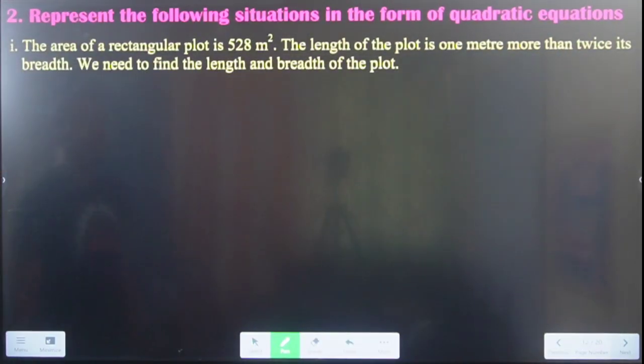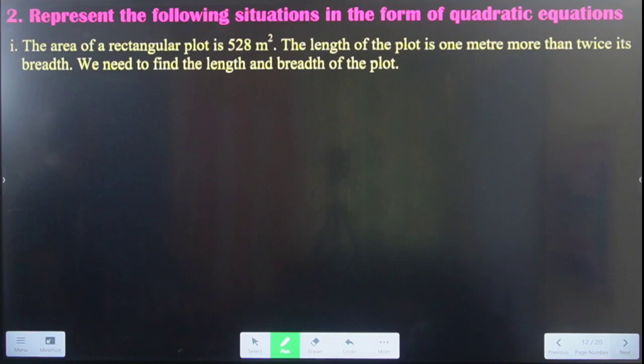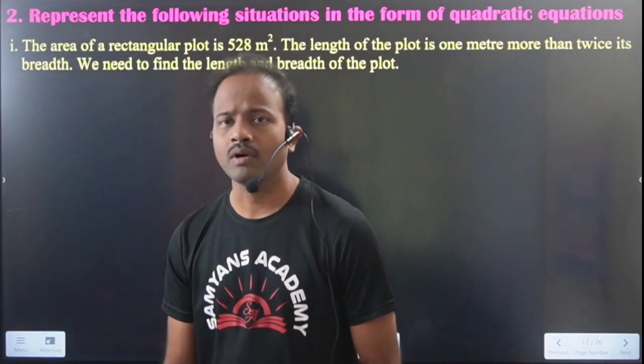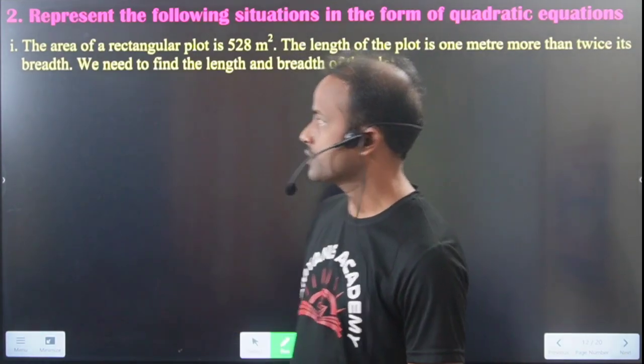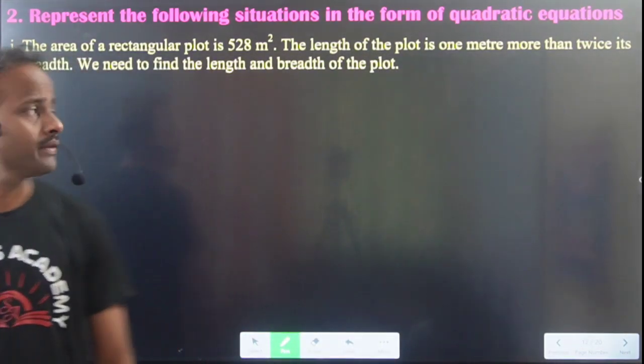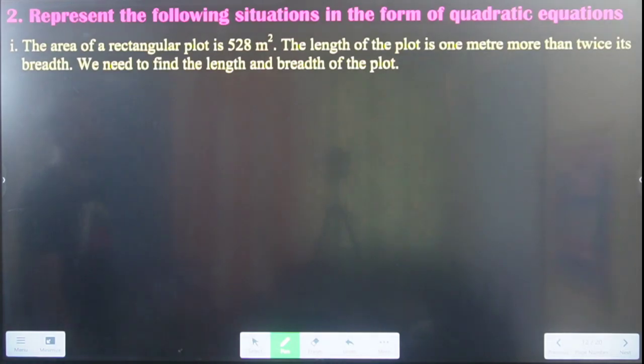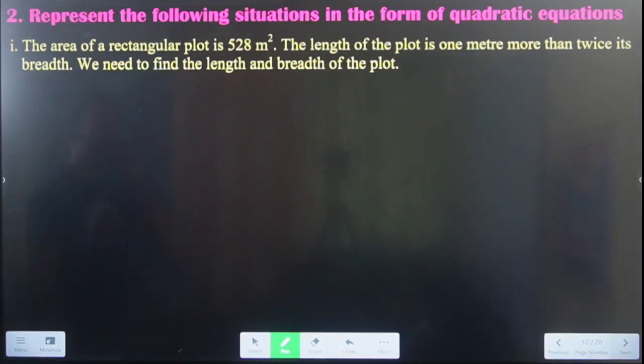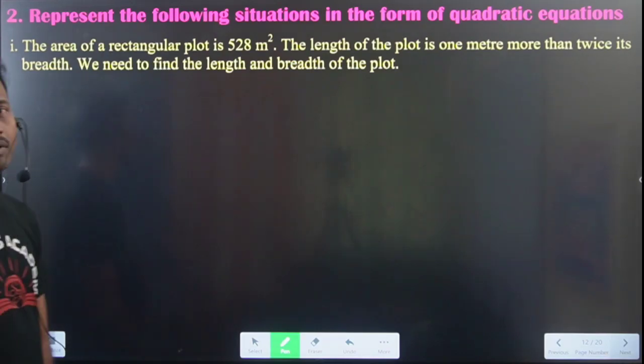Yeah, represent the following situations in the form of quadratic equations. ఇచ్చిన సిచ్యువేషన్స్ని quadratic equation ఫామ్లో మనం రాయాలి. సో ఫస్ట్ క్వశ్చన్ చూద్దాం. The area of a rectangular plot is 528 meters square. The length of the plot is 1 meter more than twice its breadth. We need to find the length and breadth of the plot.